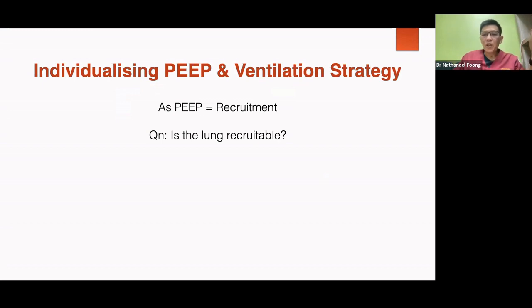The question is, when do we recruit? Actually, the question is more of, is the lung recruitable, rather than when do we recruit? If they are recruitable, then we will recruit. So how do we actually pick up a lung that is recruitable? In our national ICU protocol, we introduced a PEEP trial, putting the PEEP up to 15, and then we assess oxygenation.